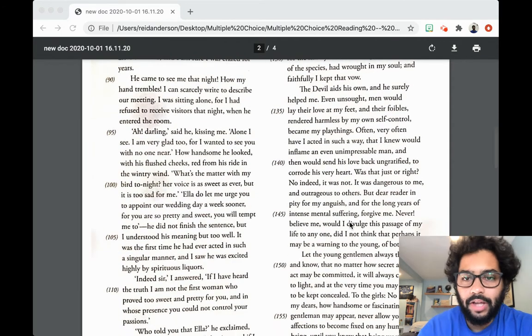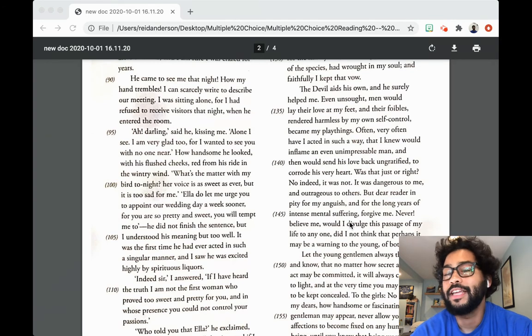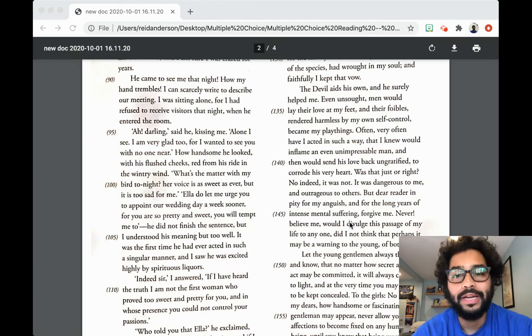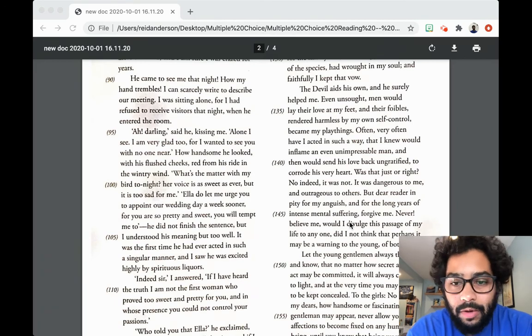"The devil aids his own, and he surely helped me, even unsought. Men would lay their love at my feet, and their foibles rendered harmless by my own self-control became my playthings." And so she's playing people just like she was once played. "Very often have I acted in such a way that I knew I would inflame an even unimpressible man, and then would send his love back ungratified to corrode his very heart." And so she's literally like, even the guy who's not impressed by anybody, she's going to impress him and then deny him.